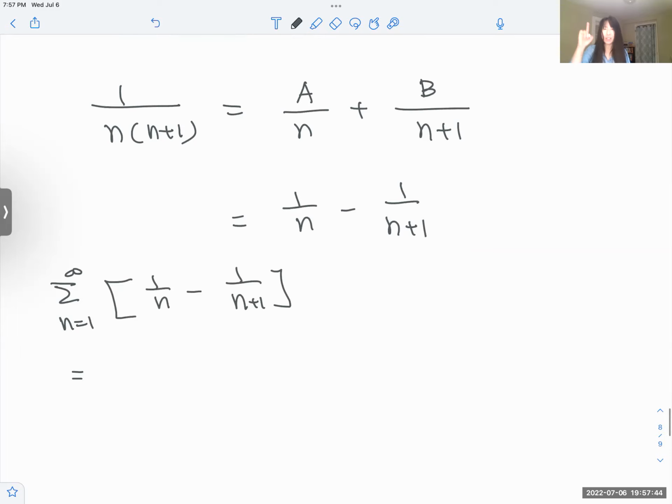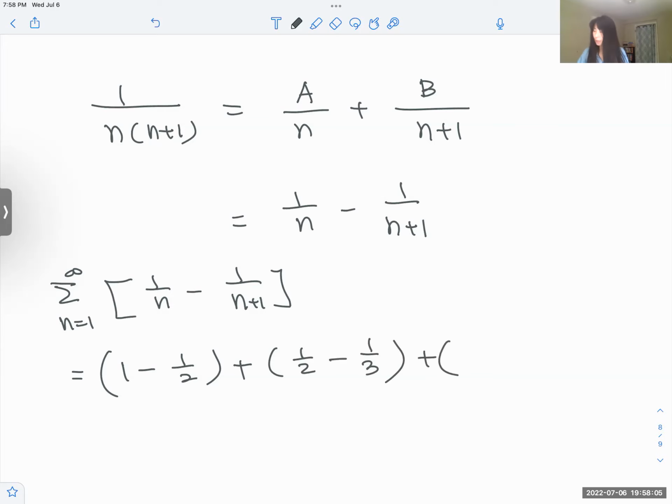Okay, when n equals 1, it's 1 minus 1 over 2, right? Plus, when n equals 2, 1/2 minus 1/3, right? Now there is a pattern, right? So when n equals 3, we have that.